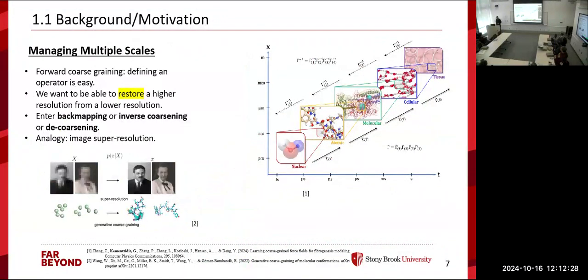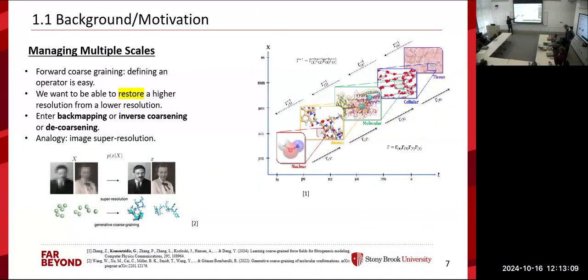Now, I talked about managing scales, so I don't just want to coarse grain systems and get the lower resolution to run simulations faster. I also want to restore the atomistic resolution from coarse grain structures. So we're also going to talk about another problem: inverse coarsening, like de-coarsening, backmapping, which is pretty much the equivalent of image super resolution, but with molecules.